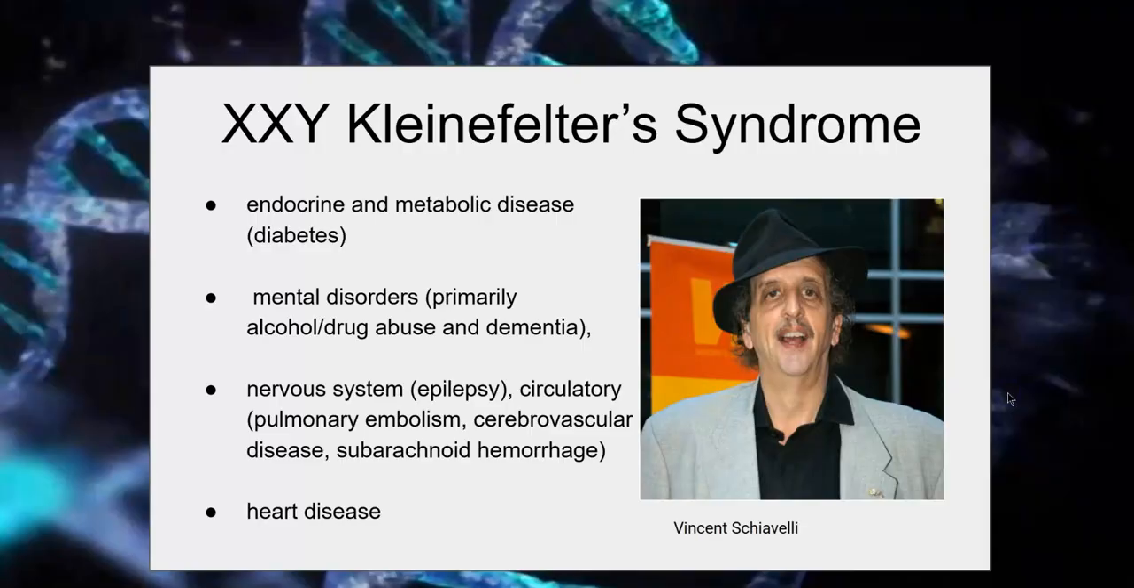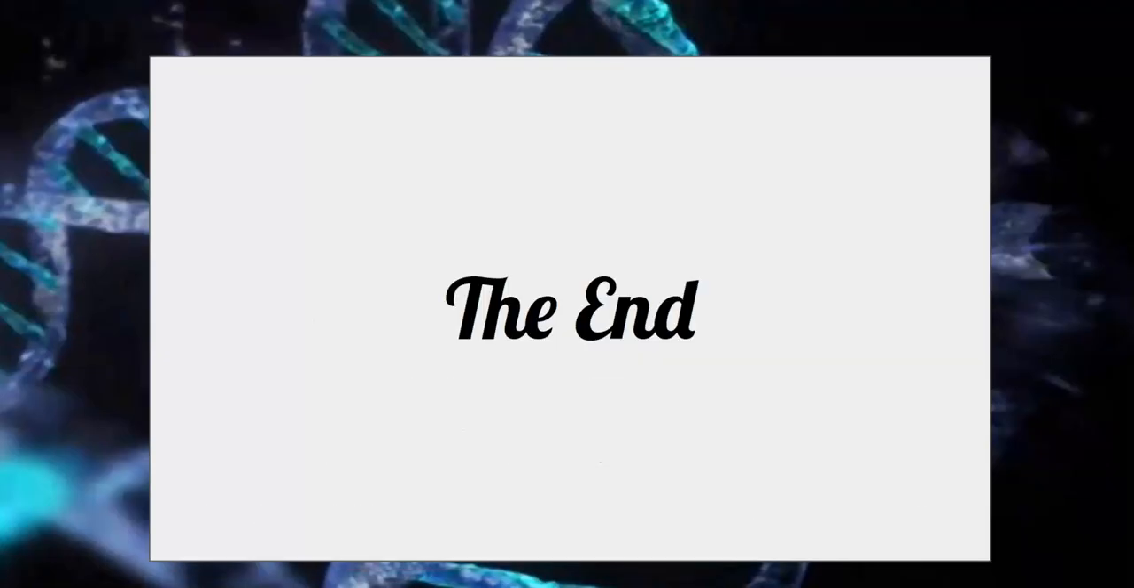Now, more on the Klinefelter syndrome, we have the endocrine and metabolic diseases such as diabetes. We have mental disorders, primarily alcohol and drug abuse with dementia. Then we have nervous system epilepsy, circulatory, which is pulmonary embolism, cerebrovascular disease, and subarachnoid hemorrhage. And also you have heart disease. And again, I shared a picture of Vincent Schiavelli, who was a great actor in the 80s, and he was said to have those as well.